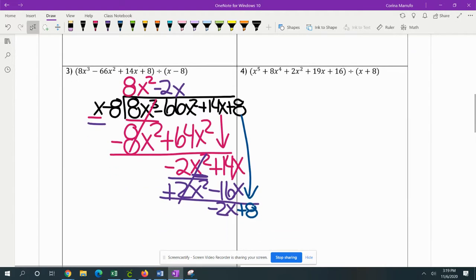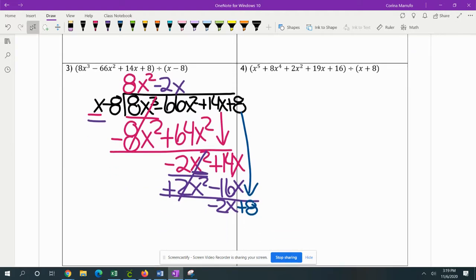And then we start all over again. So here we have an x and we need a negative 2x. So what we're missing is the negative 2. Okay, negative 2 times x gives you negative 2x. Negative 2 times negative 8 is a positive 16. And then we're ready to subtract.